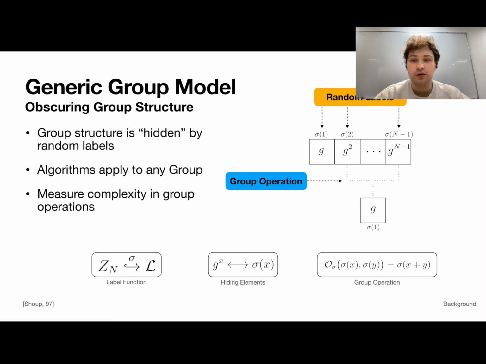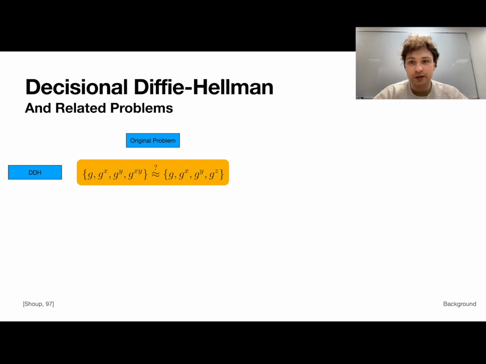And so through this model, what we're able to basically study is, well, how difficult is it to break this key exchange protocol if all I have access to is these random labels and this group operation? And more than that, I'm able to quantify that difficulty by quantifying the number of group operations that it would take. That's sort of the backup and the model that we're going to look at.